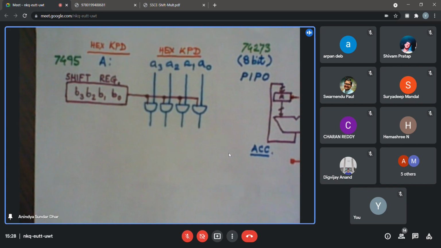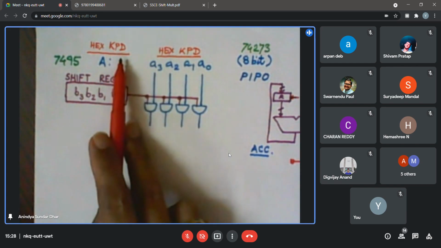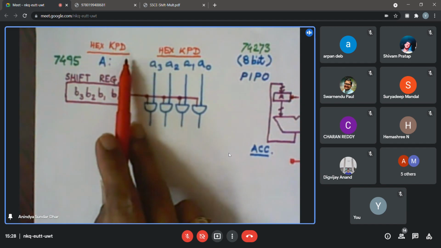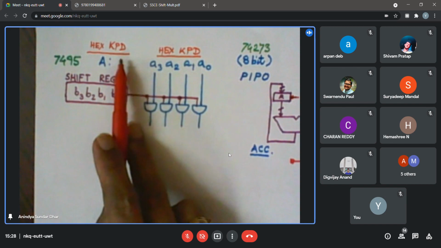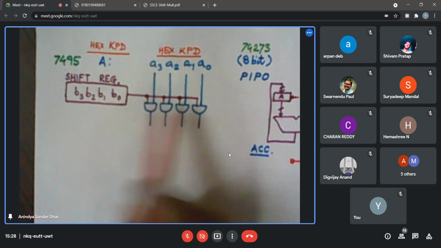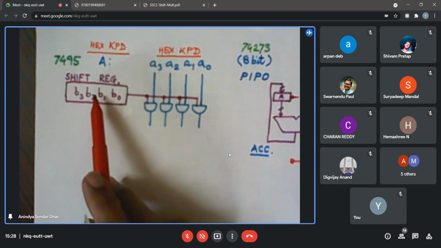But as such, for today's experiment, to keep it simple, we assume that they are available in parallel, because you already know the technique, how to make them available in parallel, even if you are taking it from a single keypad. So we are relieving you from the burden of making that part. So you use 2 hex keypads. One is directly giving this to the AND gate input. The other hex keypad will be connected to the shift register.